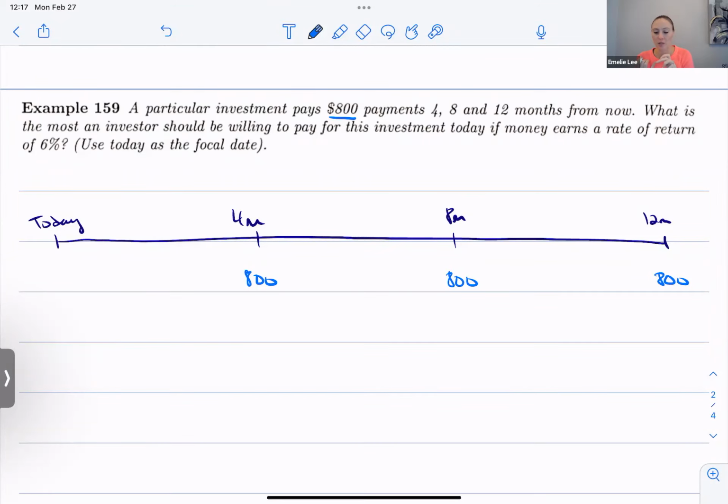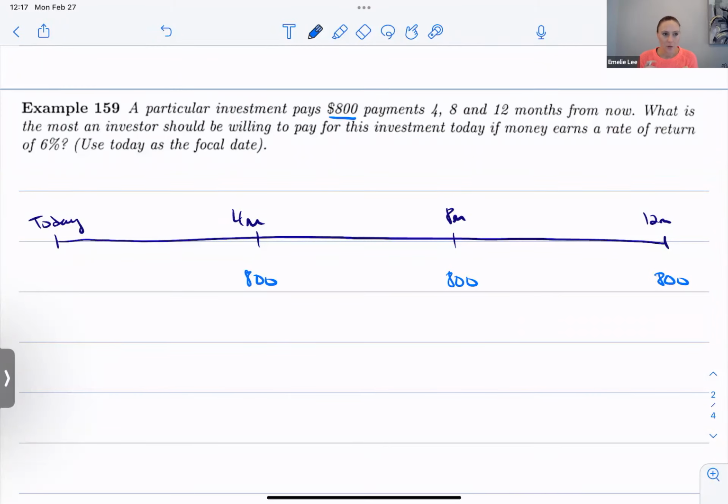And then I let it sit there for 4 months and then I'll have $800. So there's going to be a present value of that $800 4 months from now. The present value 8 months from now is going to be what? Less, right? Because it got to sit there for longer.